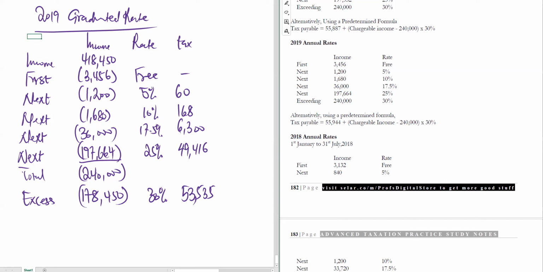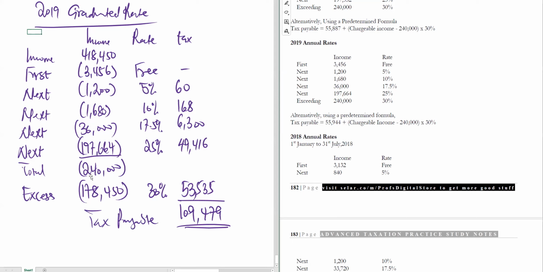When we add all, what do we get? You get 109,479. So now this is the total tax liability, the total tax payable by this guy.